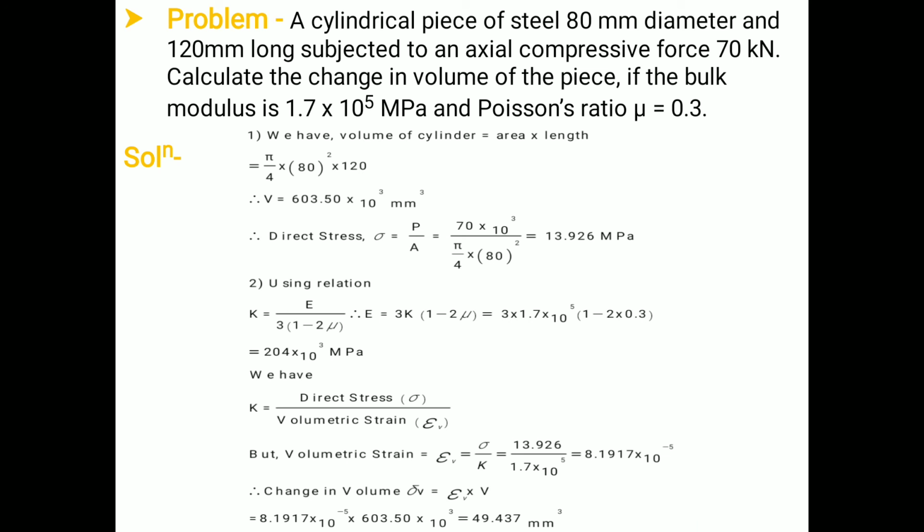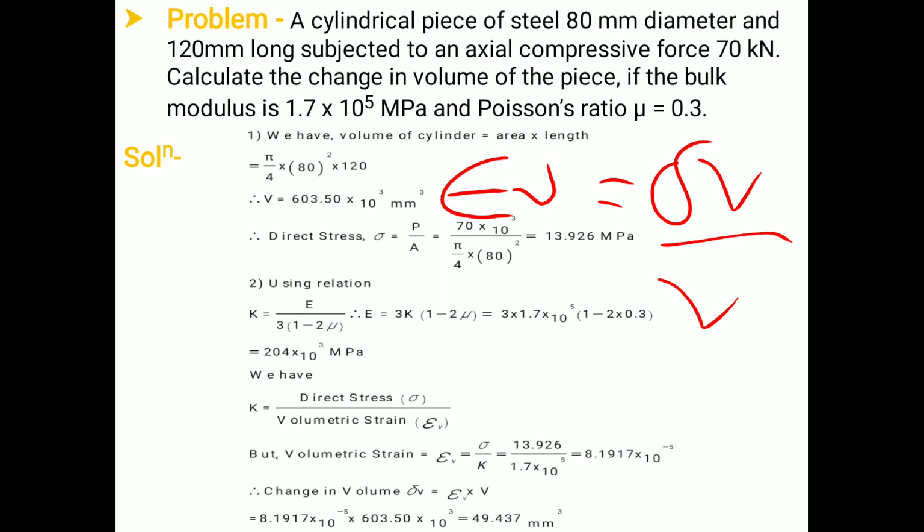Now once you know the value of epsilon V, from the equation epsilon V is equal to delta V upon V, we are going to find the value of delta V. Therefore delta V is equal to epsilon V into V. On putting all those values, I have the final change in volume due to the axial compressive force equal to 49.437 mm3. This is the final answer of this particular problem. Means under the action of compressive force of 70 kilonewton, the change in volume is 49.437 mm3.